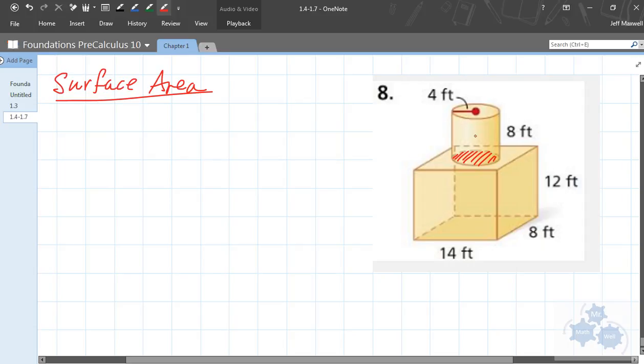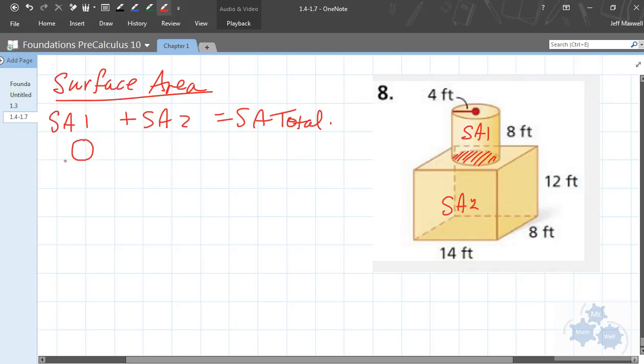So here we go. Let's do surface area 1 and surface area 2. Surface area 1 plus surface area 2 is going to be our surface area total, but we have to be smart about calculating these, correct? For surface area 1, it might be a good idea for you to draw out exactly, in a net situation, what we're actually calculating. Remember the net diagrams?